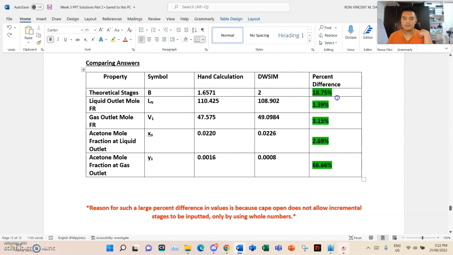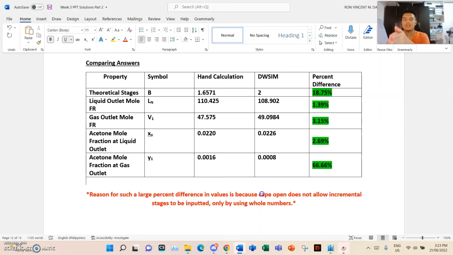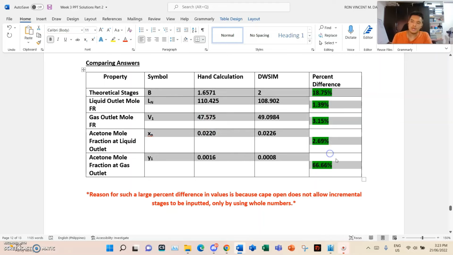As you can see, for the liquid mole outlet, the gas, and the acetone, they are below 5% difference. However, for the acetone mole fraction in the gas outlet, it's actually quite high, 66.66%. So I can conclude that the simulator and my hand calculations are accurate enough to be good estimates of the problem's required solution. The reason for such a large percent difference is that CAPE-OPEN, again, does not allow incremental stages to be inputted, as seen earlier, only whole numbers. So this is how we can compare the values of DWSIM and hand calculations.